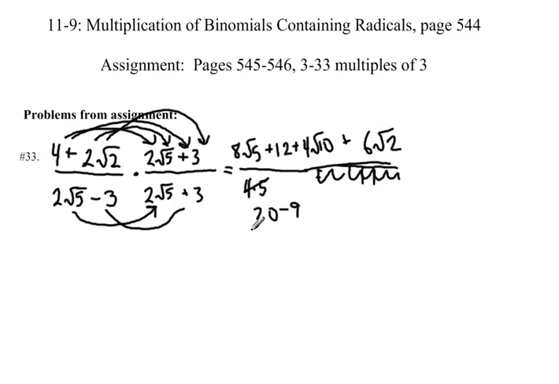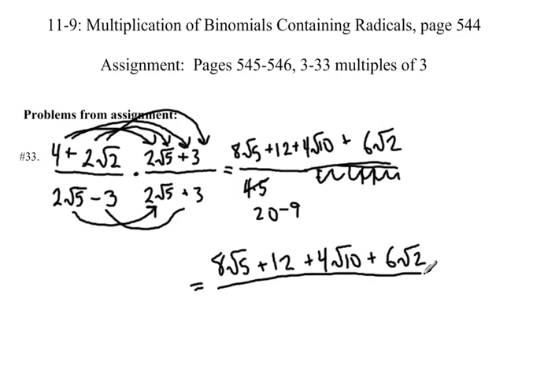So yeah, we're just ready to rewrite at this point. Order does not make very much difference. So 8 square root of 5 plus 12 plus 4 square root of 10 plus 6 square root of 2 all over 11, and that's as far as you can go.